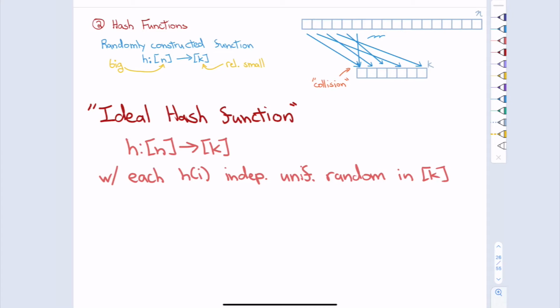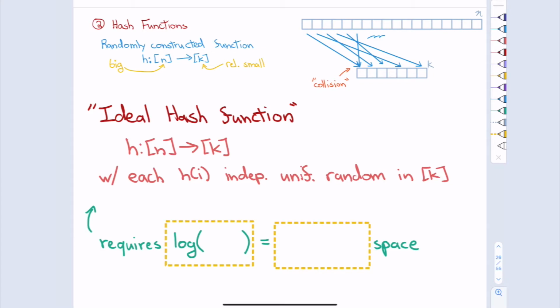But there's no free lunch. To actually write down a function from this distribution, it's going to require a lot of space. You might be able to guess this. So I want to argue that if I was actually going to randomly construct a hash function in its ideal fashion, then I would require quite a bit of space. But how can I argue that it needs a lot of space? Lower bounds are always tricky.